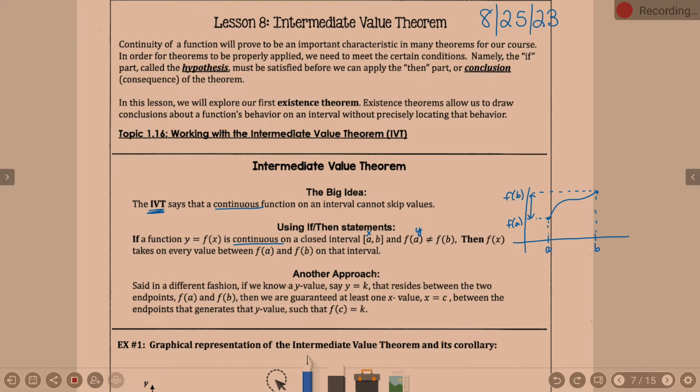Okay. Another approach, said in a different fashion. If we know a y value, say y equals k, that resides between the two endpoints, f of a and f of b, then we are guaranteed at least one x value, x equals c, between the endpoints that generates the y value such that f of c equals k.